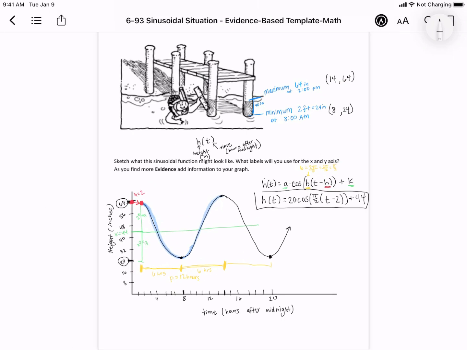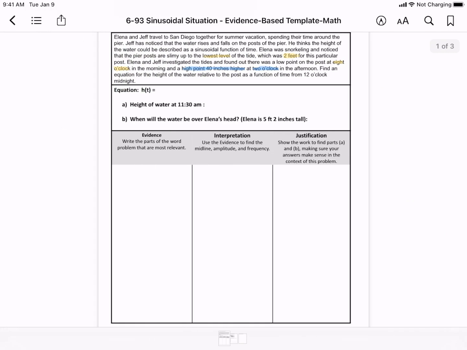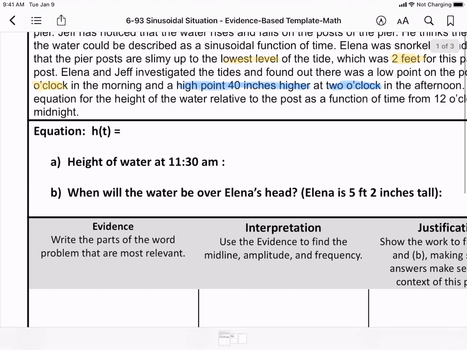So this was a lot of work, and what we did was we solved this first part. We found the equation. So all that work was to find this equation.